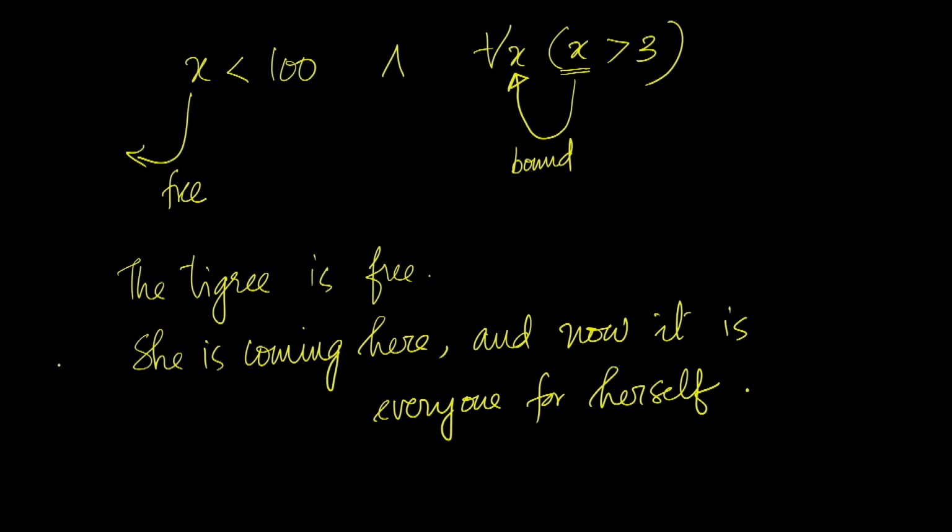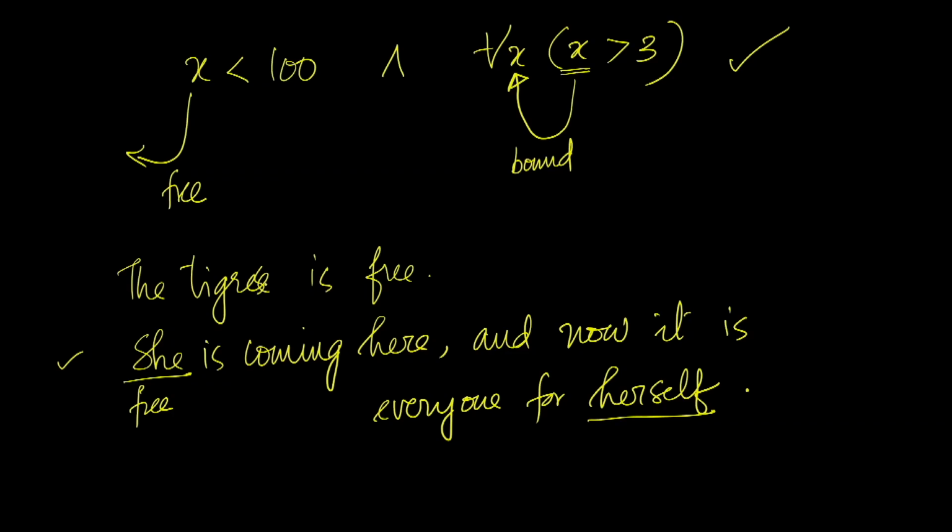So consider the second sentence. In this sentence, the pronoun she occurs in two places. That is similar to X in the statement X less than 100 and for all X, X greater than 3. The first she is a free occurrence of the pronoun. The meaning of this she has to be inferred from the context.